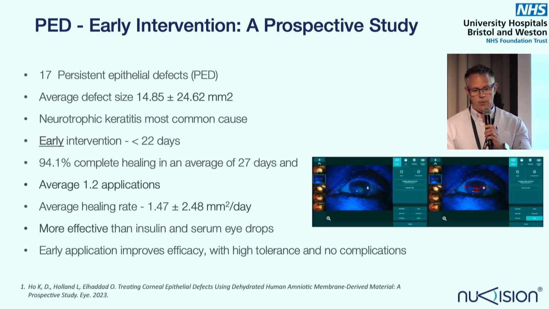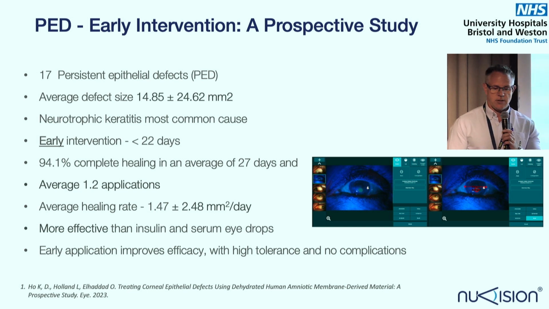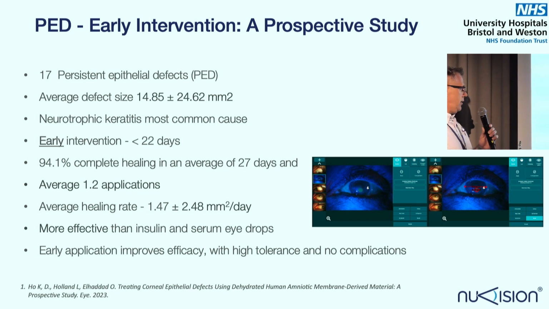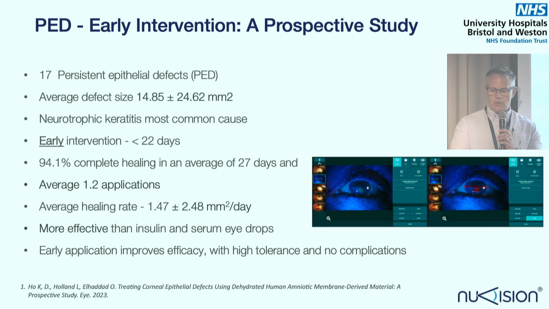And it could have been 100, but reflecting the complexity of this, one of the patients sadly passed away due to their comorbidities. That reflects the severity of the cohort. Again, their average applications was 1.2, so essentially 1. And they were able to monitor the healing rate. What they reported in their paper was that their healing rate was better than the newer insulin and the traditional serum eye drop treatment strategies. And what they concluded was that early application is a key factor in the clinical outcome. So this is something that we're working on with ophthalmologists that use this.